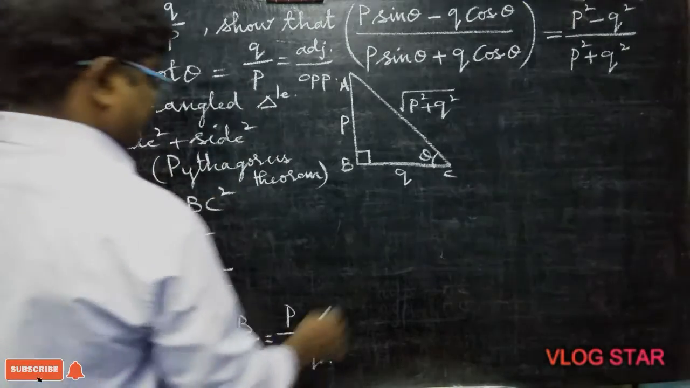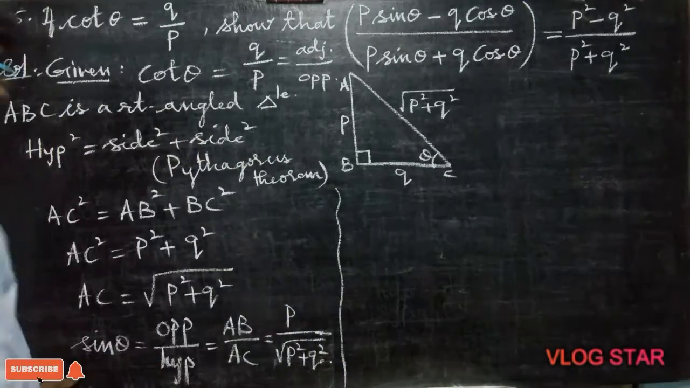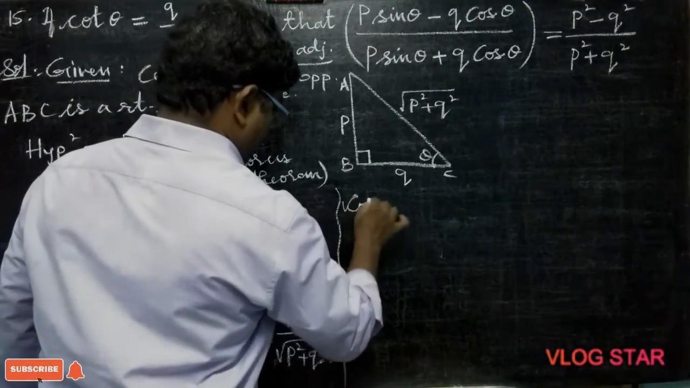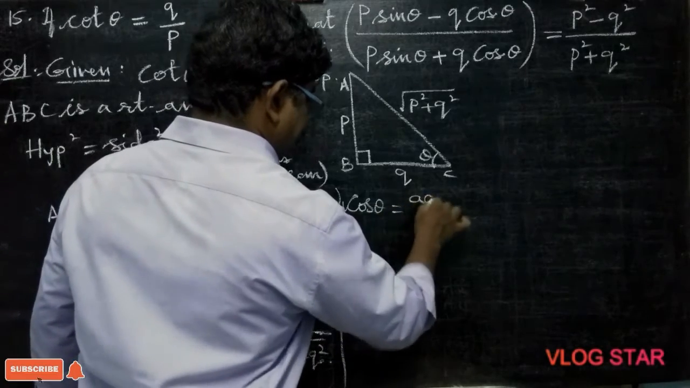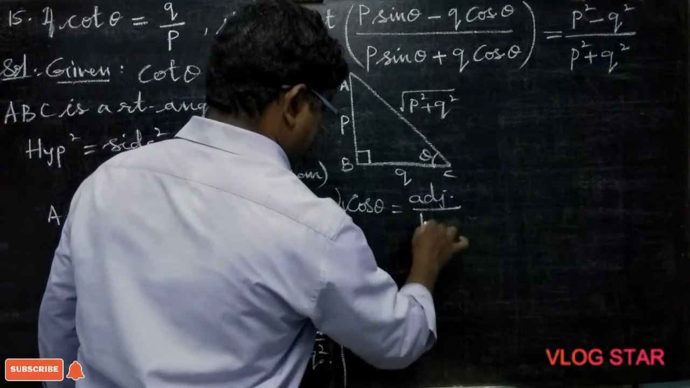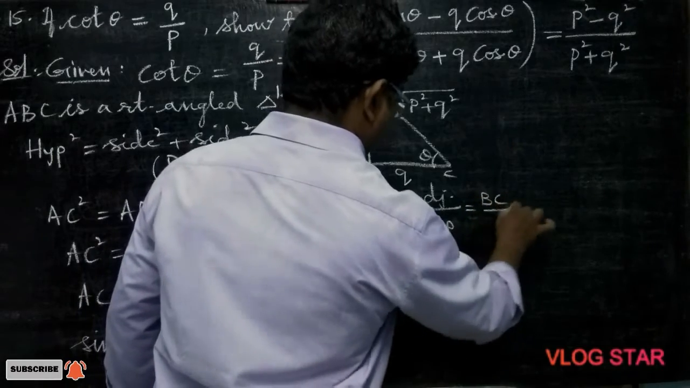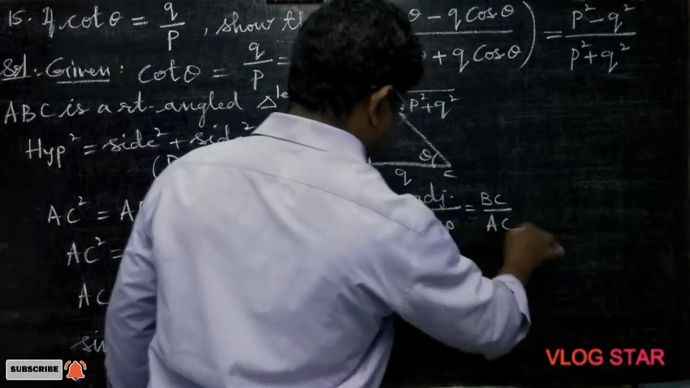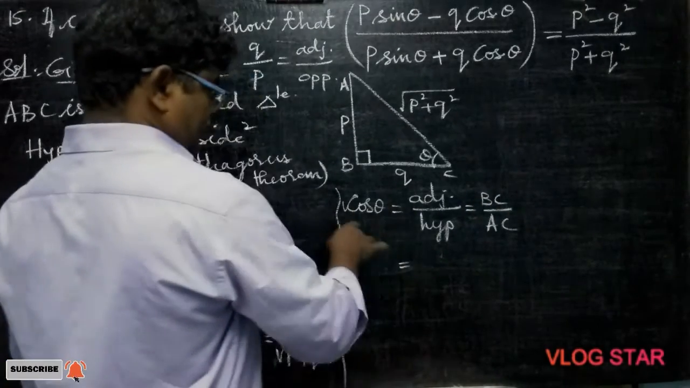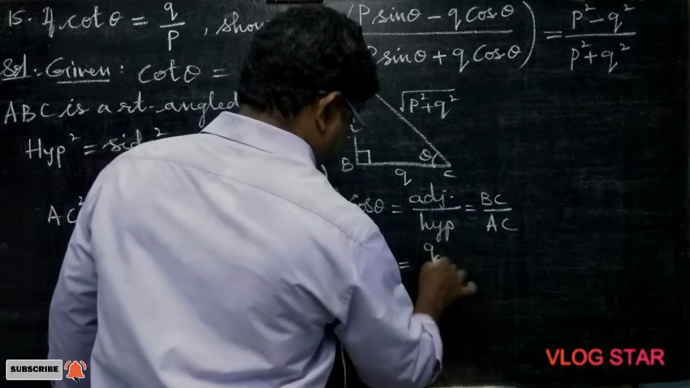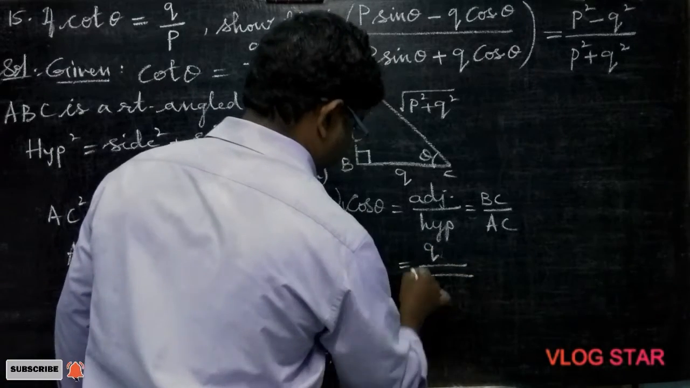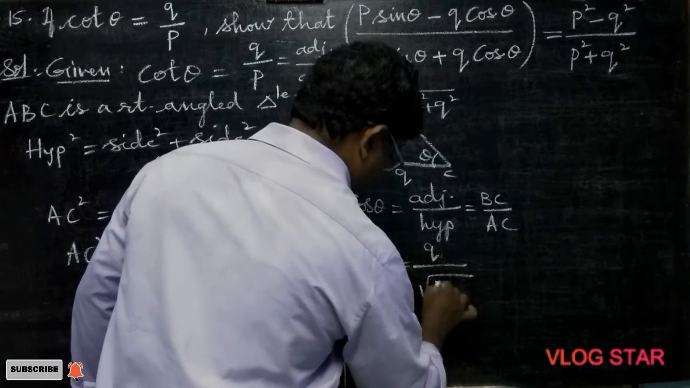So now listen carefully. Next, sin theta done, come to cos theta. Cos theta means adjacent side to theta by hypotenuse. Adjacent side is BC and hypotenuse is AC. That is equal to Q by square root of P square plus Q square.